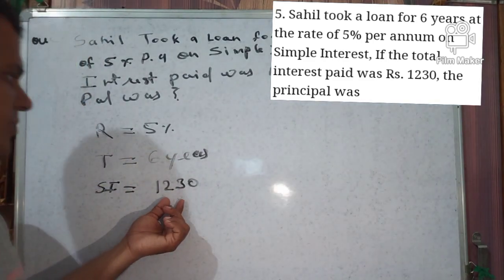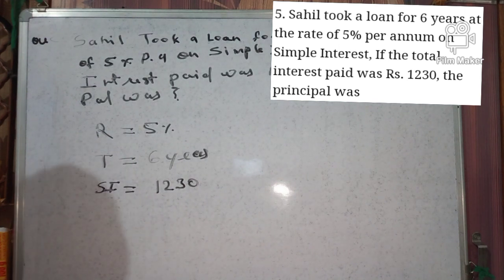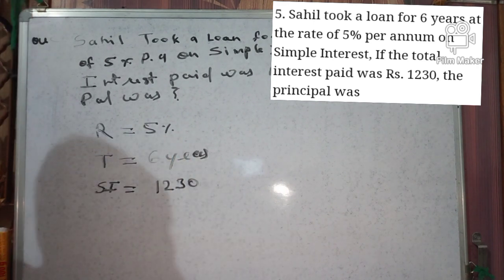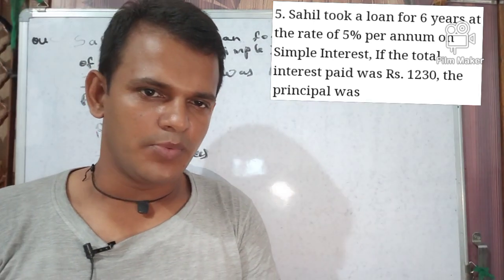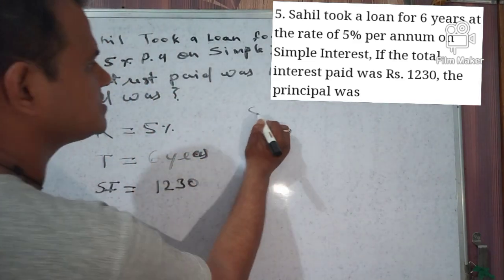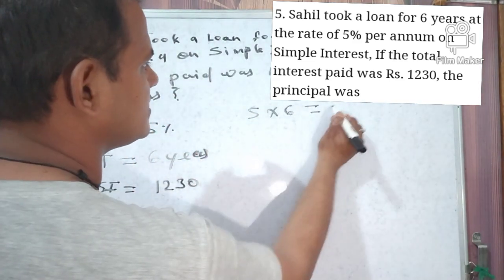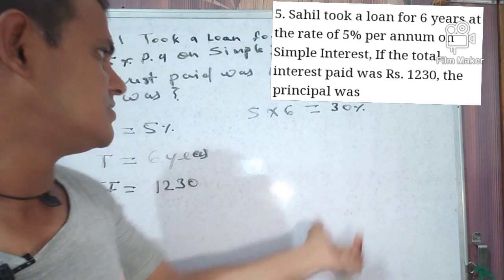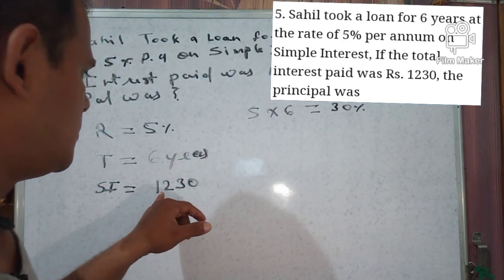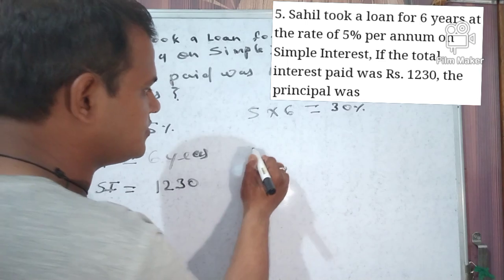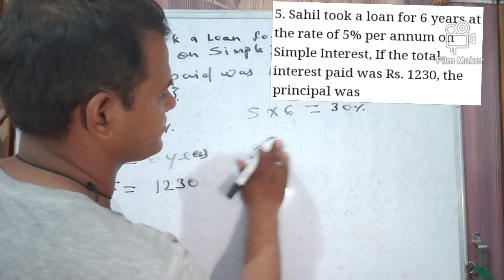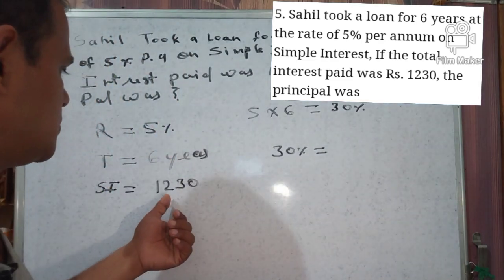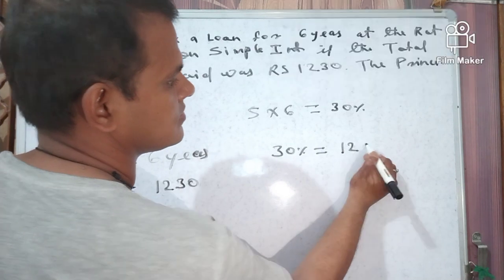This is a real amount, but what will be the total simple interest in percent? So 5% comes in 1 year. What about 6 years? So 5 into 6 will be 30%. So total simple interest in percent is 30%. So 30% is equal to 1,230. So we can say 30% is equal to 1,230.